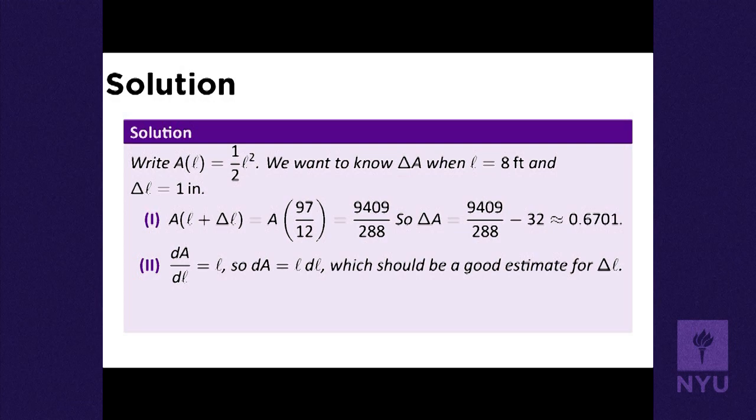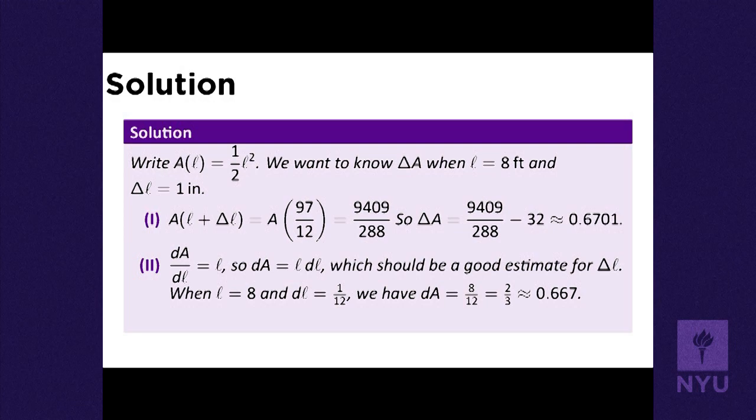And what we said about linear approximations is that dA should be a good approximation to delta A. Delta A is the thing I want to know; dA is going to be easier to calculate. Because what is dA if L is 8 feet and dL is 1 inch? Well, we should compute these both in the same units. So L is 8 feet, dL is 1/12 of a foot. So dA is L dL, that is 8 times a 12th, that is 8/12, which is 2/3, and that's 0.667, or 0.6666667.